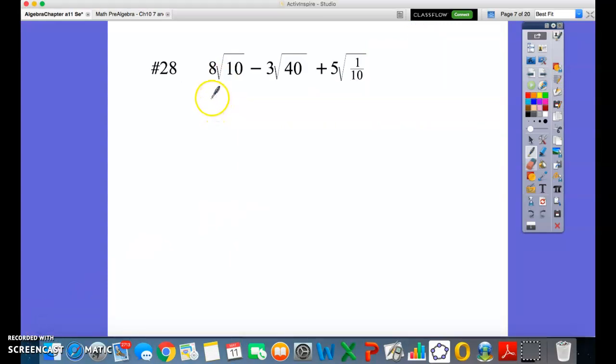So this is 8 square root of 10. So this will be 8 square root of 10. And 3 times square root of 40. I can simplify this as 4 times 10. And then plus 5 times square root of 1 is square root of 1. Square root of 1 is 1 and square root of 10.